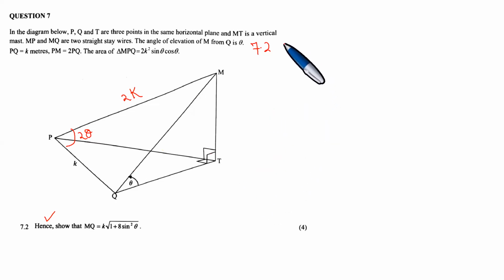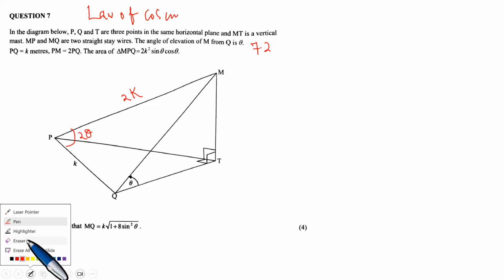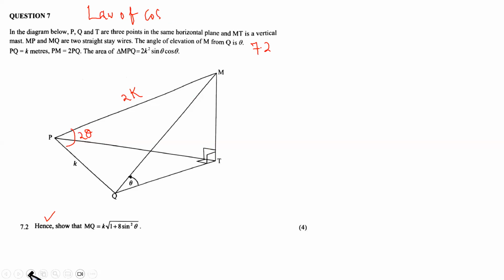So, Mr. Examiner, in view of the law of cosines, we shall use the law of cosines. So what does the law of cosines tell us? The law of cosines gives us the result we desire. The law of cosines, or the cosine law, or the cosine rule. First, we tell the examiner that, Mr. Examiner, because you want MQ, and we can see it is opposite the angle 2 theta, and this one here is 2k, and this one is k. The triangle that is fitting is triangle MQP. So in triangle MQP.